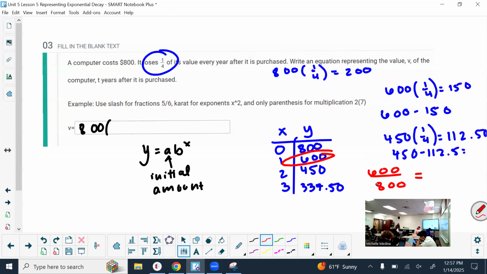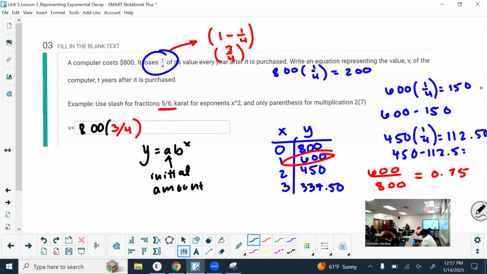If it's not clear to you what you could multiply by 800 to get 600 or whatever numbers you're comparing, take one of the numbers and divide it by its previous number. What's 600 divided by 800? 0.75, which it wants fractions. The equivalent fraction to that is 3/4, because if it's losing 1/4, you're basically plugging it into the 1 minus r. So what I'm actually multiplying by each time is 3/4. Hopefully that makes sense.